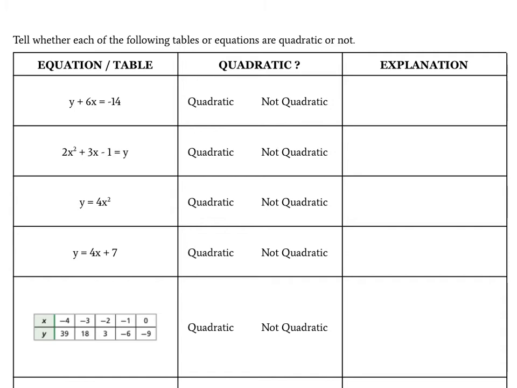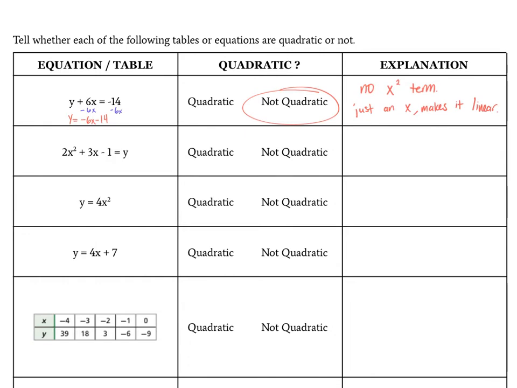Now I don't need to get y by itself. I would just need to subtract 6x from both sides. So I would get y equals negative 6x minus 14. But I know that this is not a quadratic. My explanation is because there's no x squared term. Just an x makes it linear, which means it's a straight line. Right? And that goes back to chapter 5, I believe.